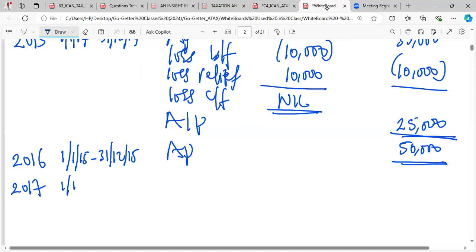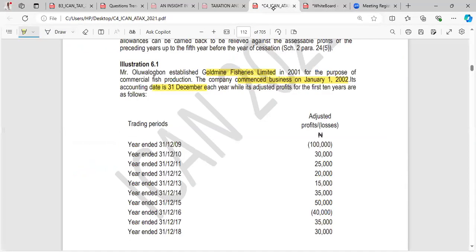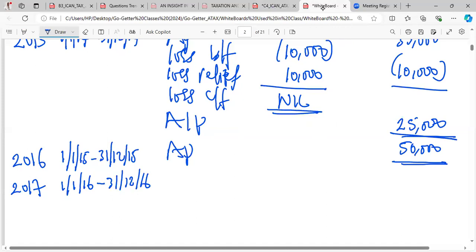That's January 1, 2016 to 31st December 2016. What were we given? Loss of 40,000. So we are given loss for the year. We have 40,000. So this loss will be carried forward.